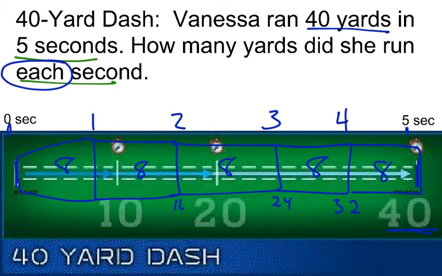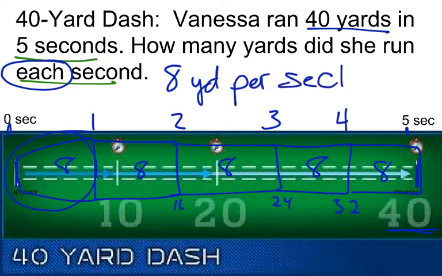So I can see that in 1 second, Vanessa ran 8 yards. So that would be 8 yards per second. In other words, she ran 8 yards each second. So I have my unit rate, which is 8 over 1. 8 yards per second.